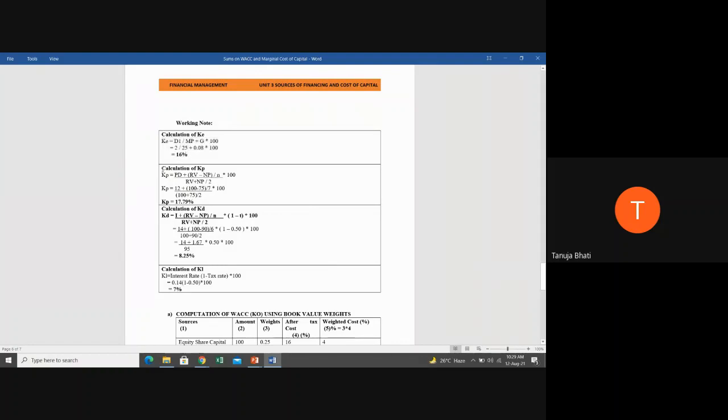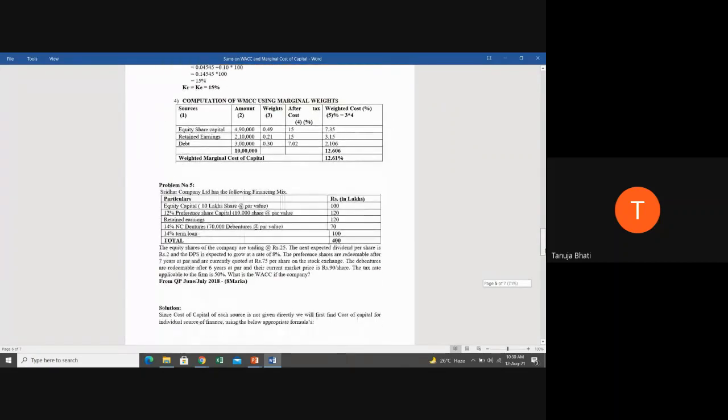Next, let us calculate the cost of KP. Since you all told me that the formula to be used is the redeemable formula, in the case of the redeemable formula you will have the repayment value and N, the number of years. Therefore, the formula is PD, that is preference dividend, plus RV minus NP divided by N, the whole divided by RV plus NP divided by 2, into 100. Now we have to derive these figures from the problem.